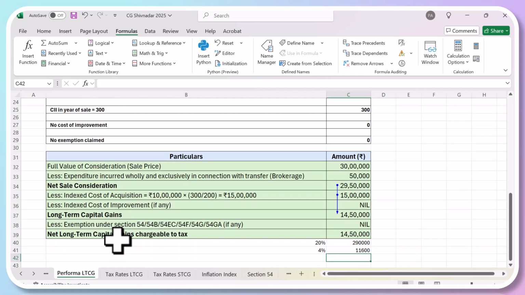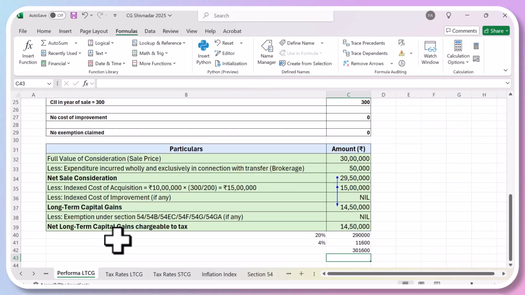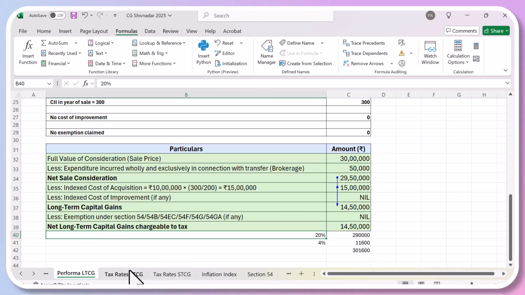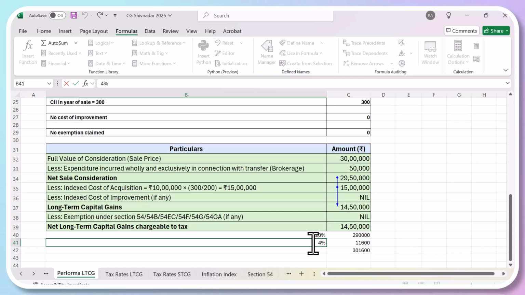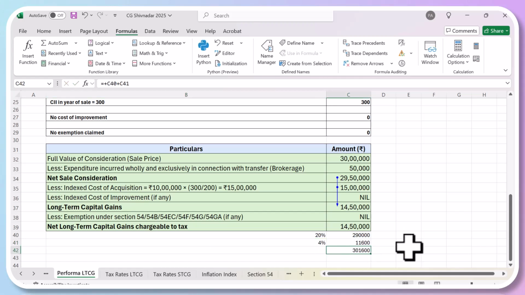So that means the total tax liability will be, if you don't have any other income, rather if you have an income or doesn't make any difference because the tax rates are different. They are not slab rates. The tax rate is 20% on long-term capital gains, which we are going to study here, and 4% cess. So which means that you have to pay a tax of 3,01,600. Is it clear?